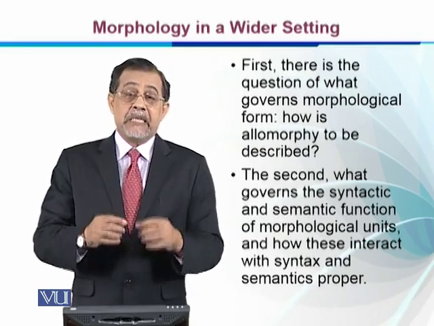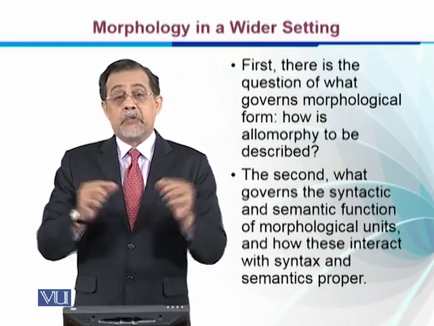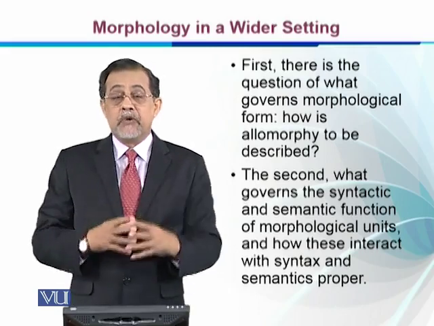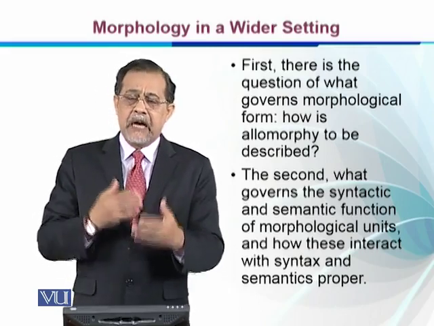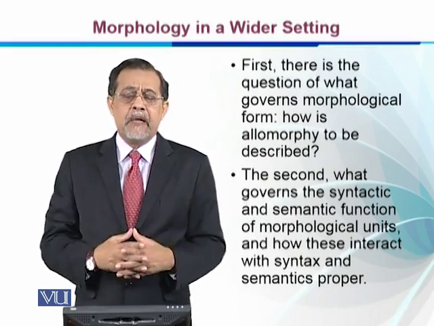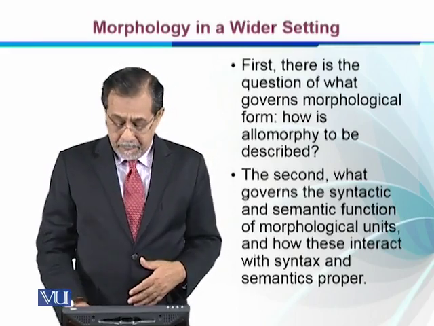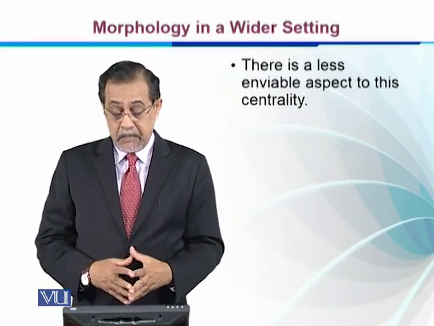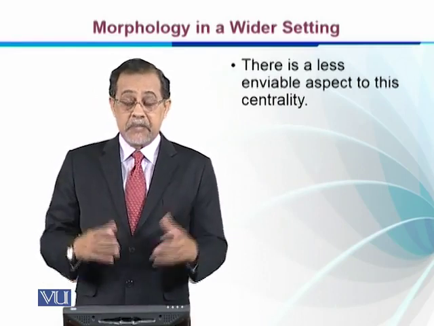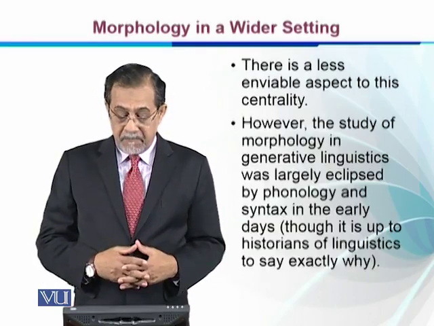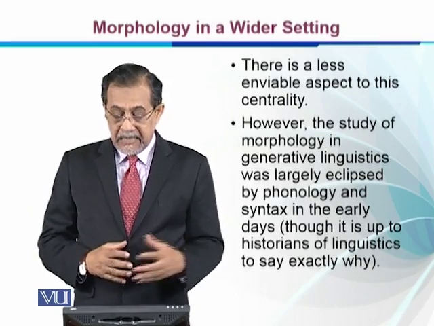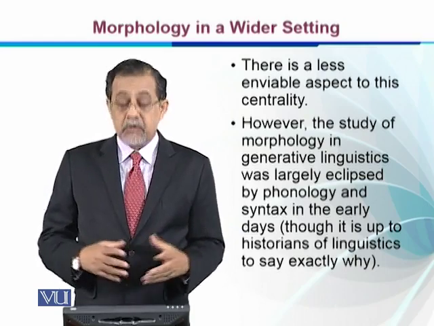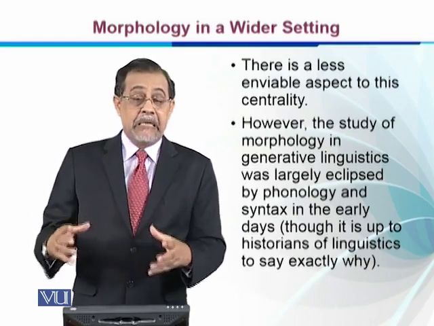So we have studied this aspect in detail, how different units, when they are attached to the root, form meanings, right? And which of the units comes first and which second, and how they contribute to the overall meaning of a word. So there is a less enviable aspect to this centrality, because there are certain debates about which comes first and which second. However, the study of morphology in generative linguistics was largely eclipsed by phonology and syntax in the early days, though it is up to the historian of linguistics to say exactly why.